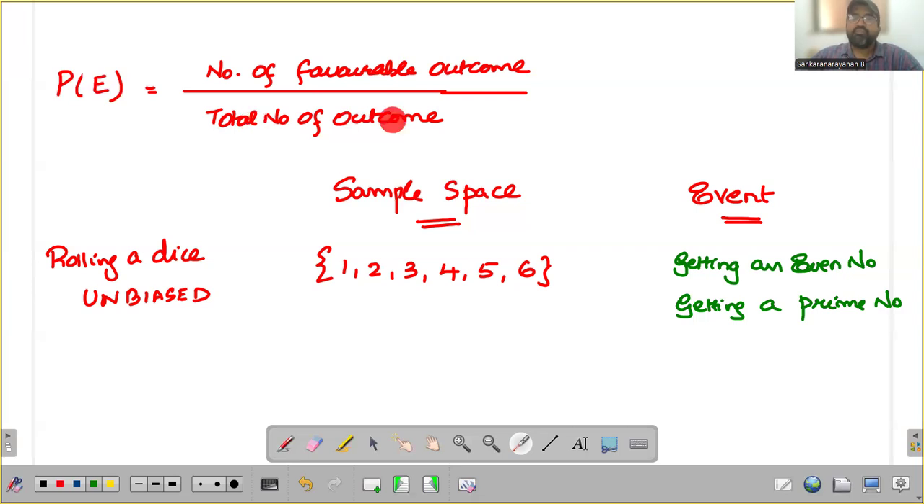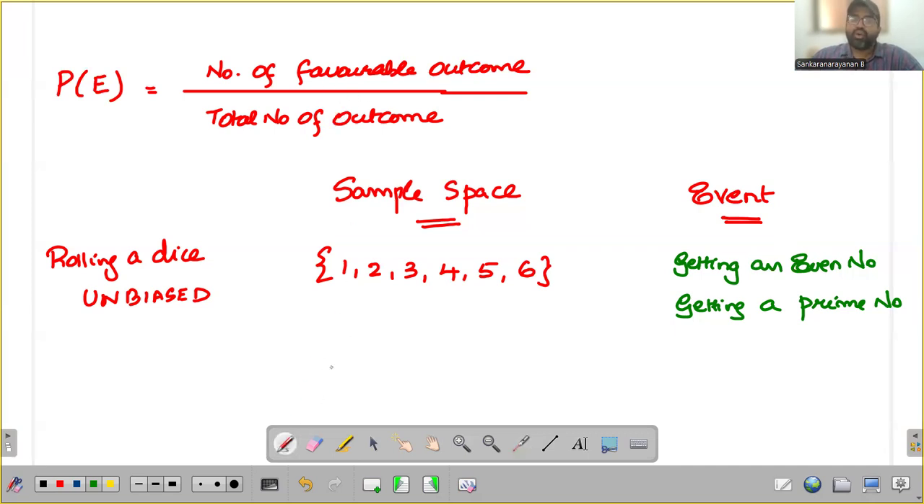The total number of outcomes has a direct relation with the sample space. The number of elements in the sample space, I can consider that equal to the total number of outcomes. Now you are defining an event, something like getting an even number or getting a prime number. There you see the sample space and see how many times this particular event is happening. That is nothing but the number of favorable outcomes. This part is basically a subset of the sample space. So we can consider that the probability, the chance of occurrence of an event, is the number of favorable outcomes divided by the total number of outcomes.